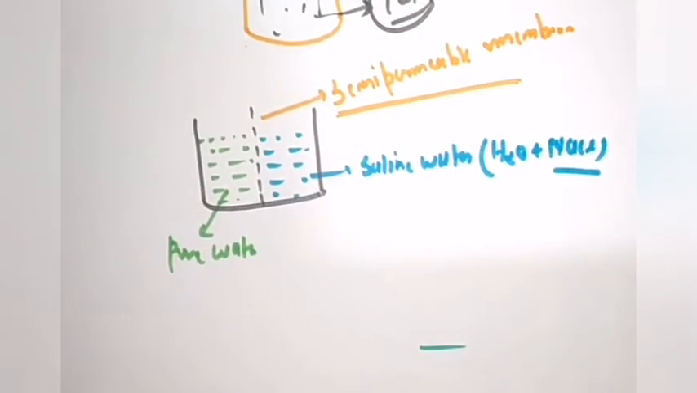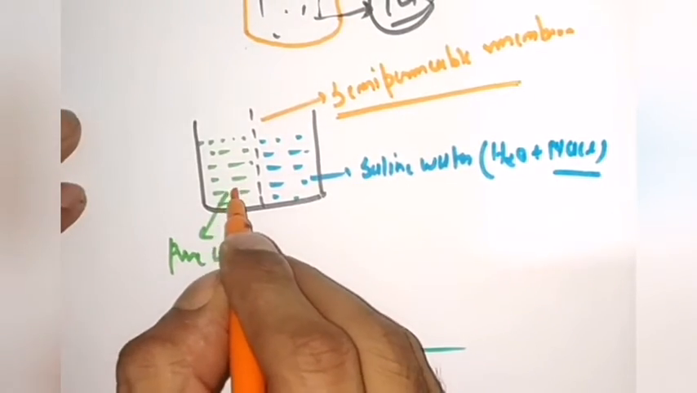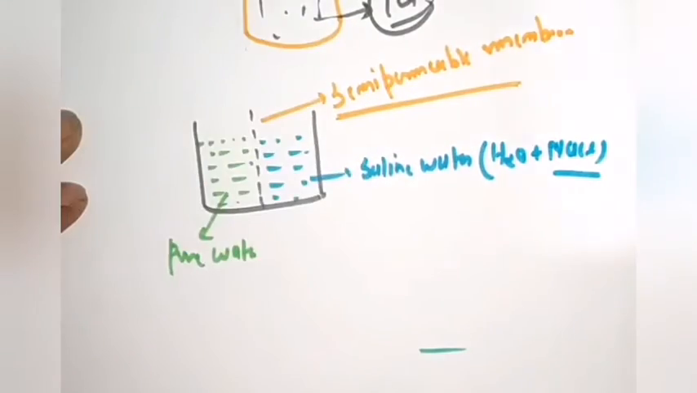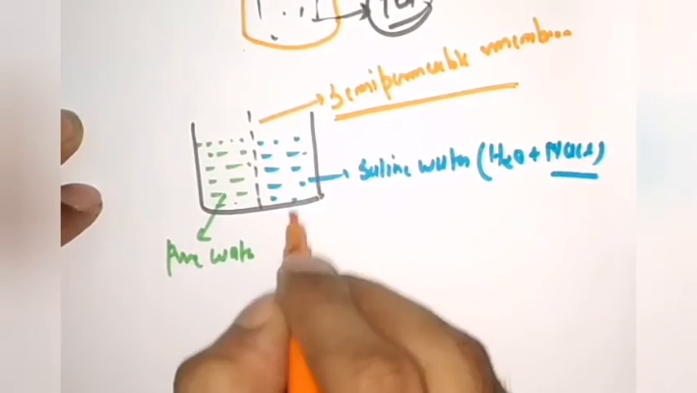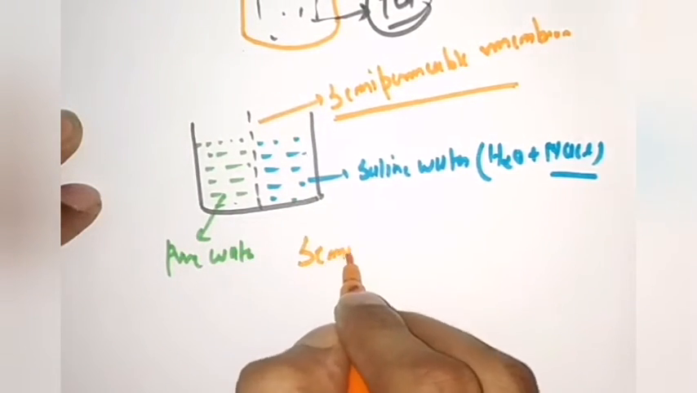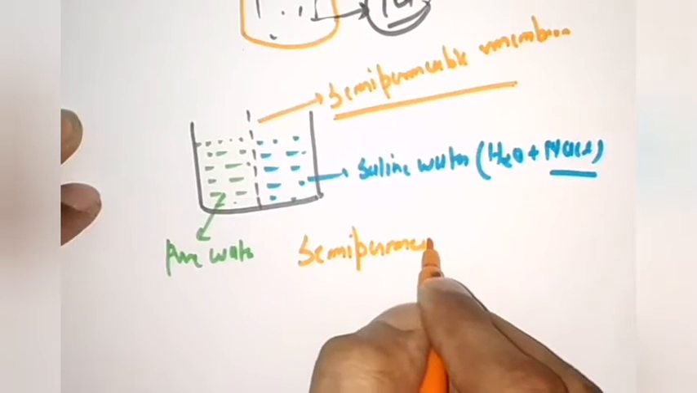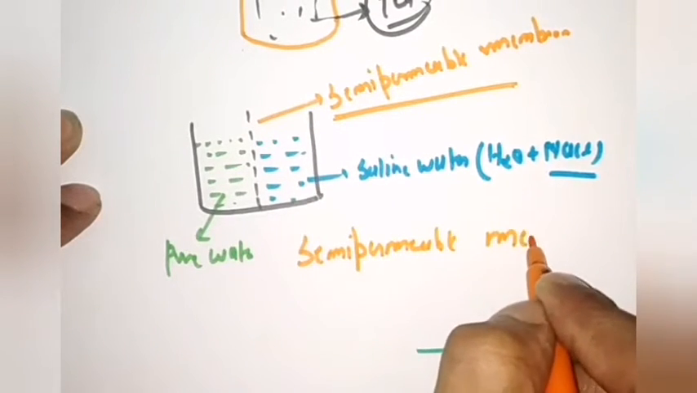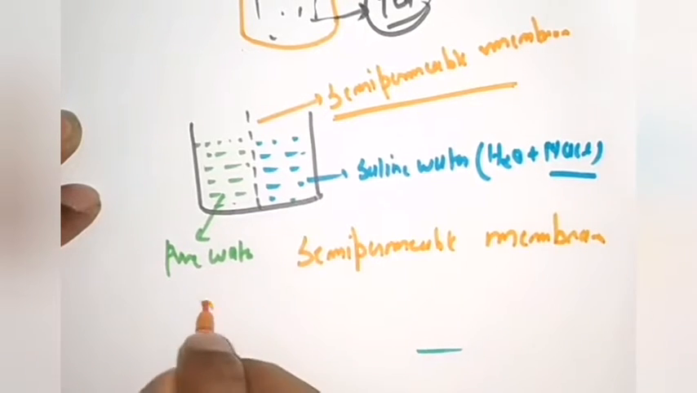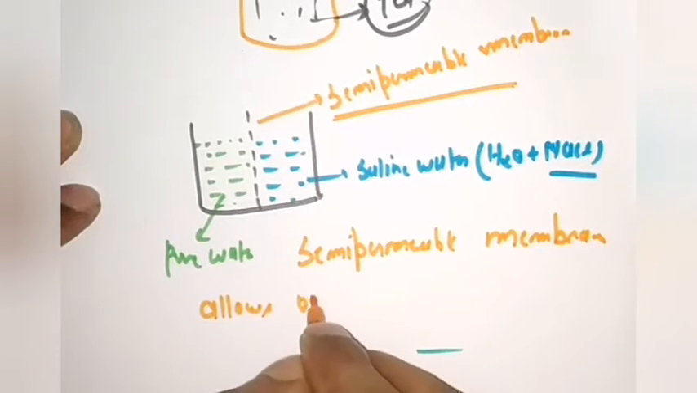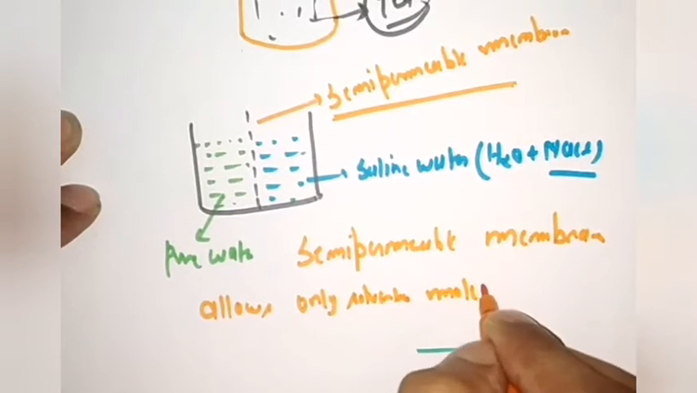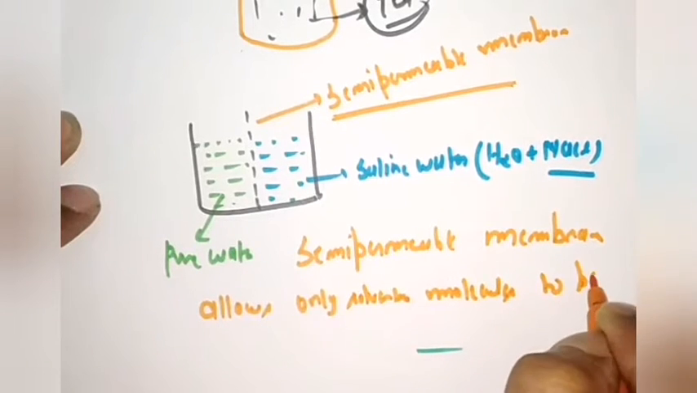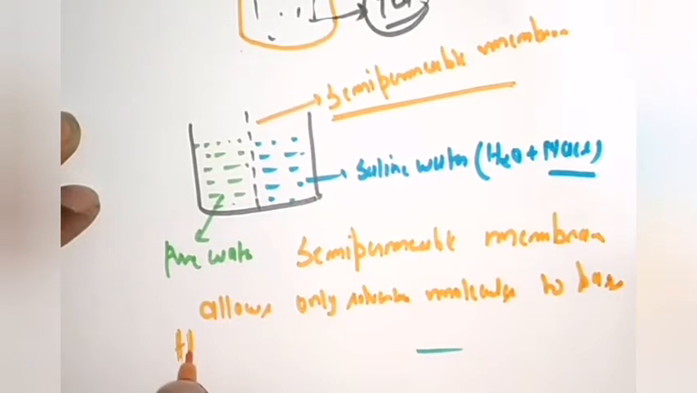Now what will happen? Here is pure water. I have already defined that a semi-permeable membrane allows selective particles to pass, and that selective particle is the solvent. So you can understand that the semi-permeable membrane allows only solvent molecules to pass through it.